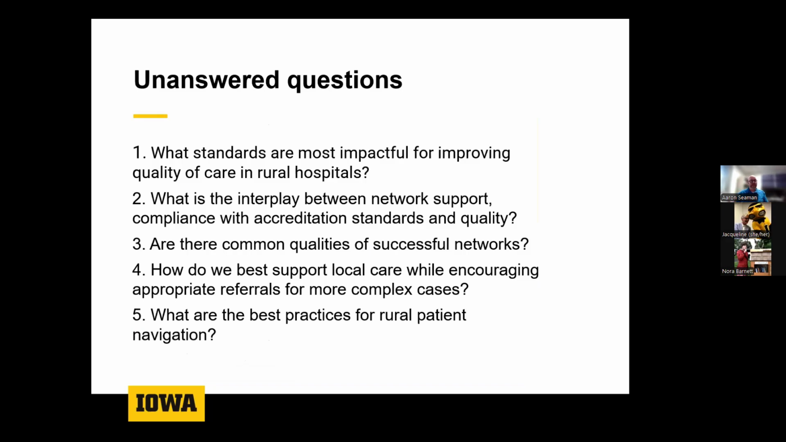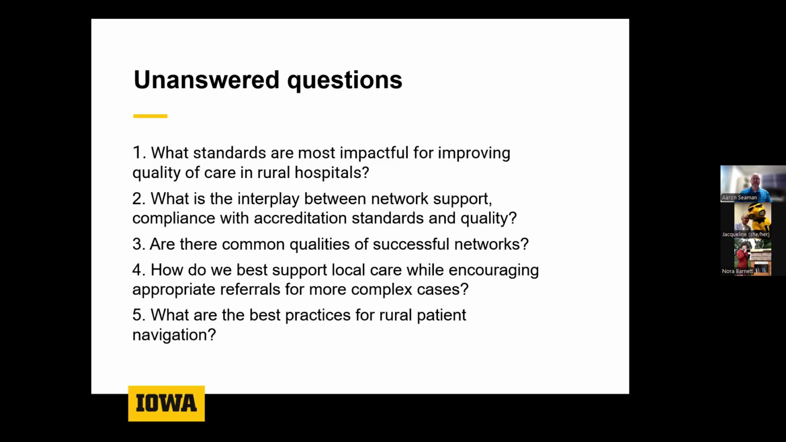What standards are the most impactful for improving quality of care in rural hospitals? What is the interplay between network support, compliance with accreditation standards, and quality? Are there common qualities of successful networks across these different models? How do we best support local care while encouraging appropriate referrals for more complex cases? How do we create that sort of ideal referral pathway and relationship that the network should have, but still remains complicated? And what are the best practices for rural patient navigation?